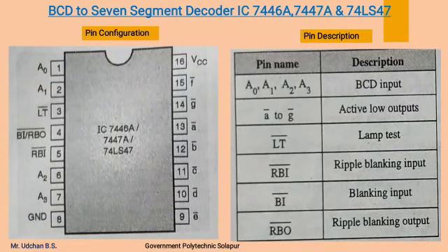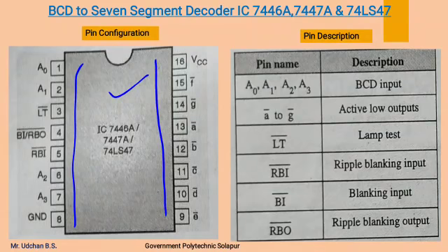First we will see the BCD to 7 segment decoder IC study. The IC number for the BCD to 7 segment decoder IC is 7446 or 7447. This is the pin configuration of IC 7446 or 7447. This is a 16 pin IC, starting from 1 to 8 and 9 to 16.